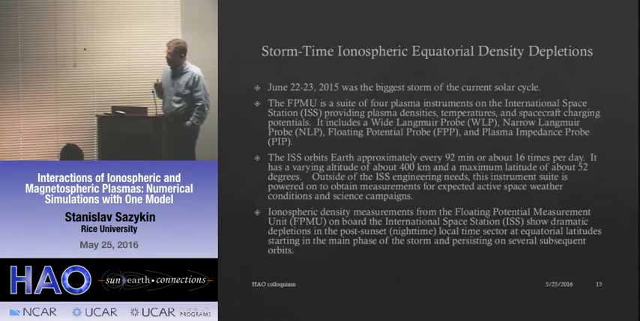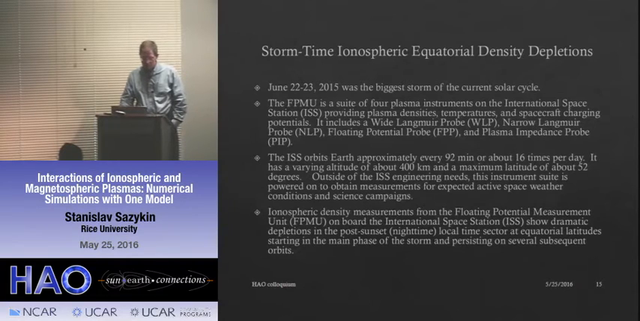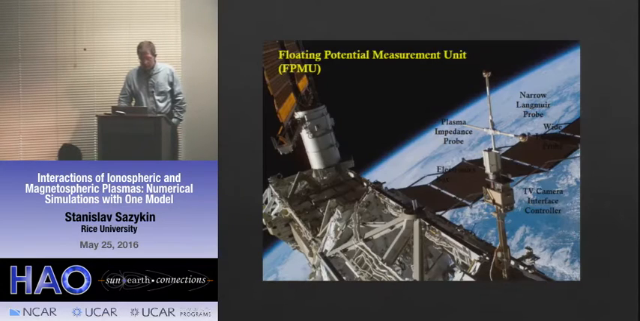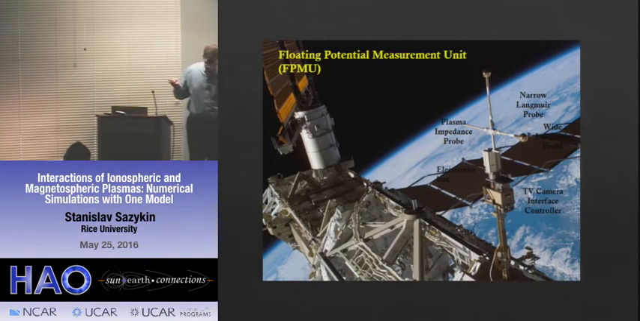This work was in part motivated by some new measurements from the International Space Station. Electron density is measured by the International Space Station during the June 22nd and 23rd, 2015 magnetic storm. That was one of the biggest storms, by the way, of this solar cycle. So there is an instrument on ISS. Here's a picture of it. This is the instrument, this thing. It's actually 5 or 6 instruments. It has 2 Langmuir probes, has some impedance probe, has some other things.